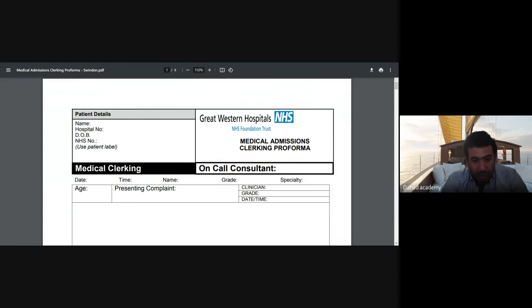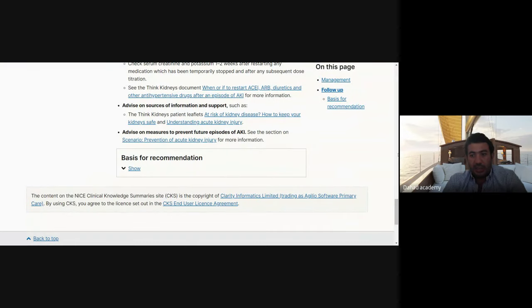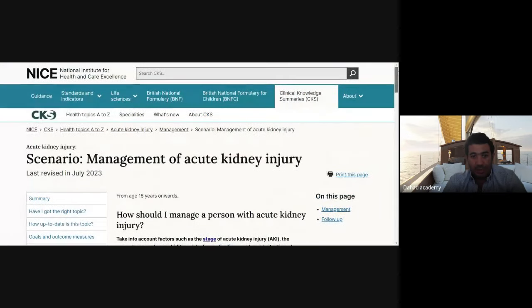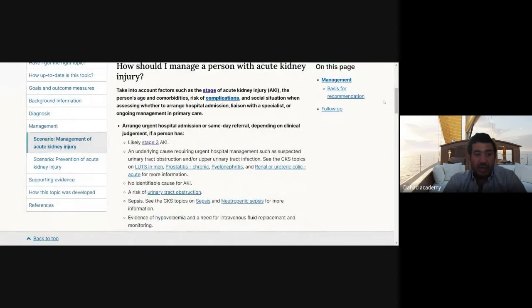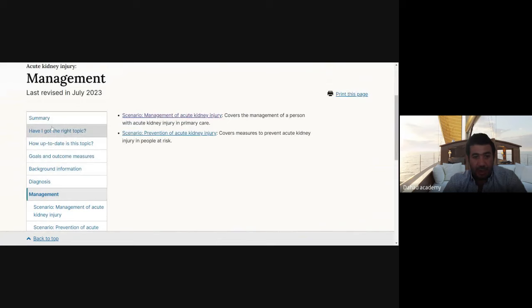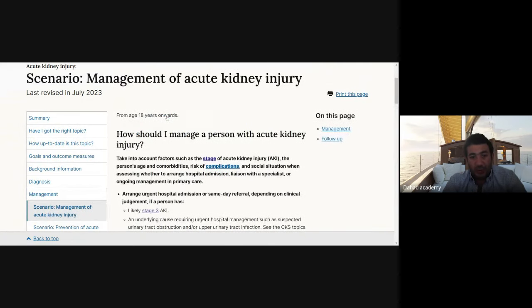All right. So these are the investigations. Now we will need to put a plan. What is the treatment plan for this patient? I have no idea what the treatment plan is, and this is my first time coming over. So I will go now to the CKS, the hospital or the clinical guidelines. I will open management of acute kidney injury and I will jump to the management part.